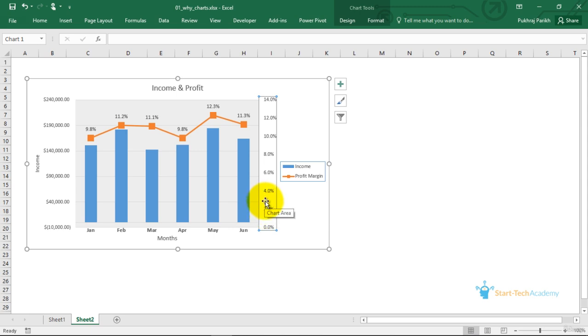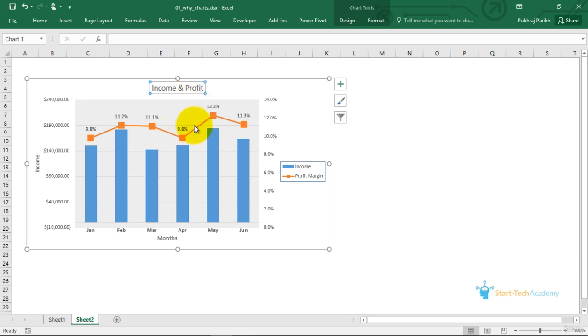You can also notice that we have this informative box on the right hand side displaying what these bars and lines represent. These two values are known as legends of the charts. So this blue bar is representing the income and this orange line with orange markers is giving us the profit margin. You can also notice that we have these numerical values on the top of the profit margin. These values are known as data labels. We also have this chart title on the top containing the value income and profit.